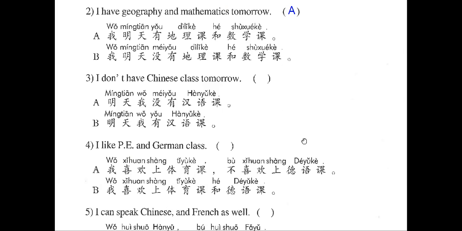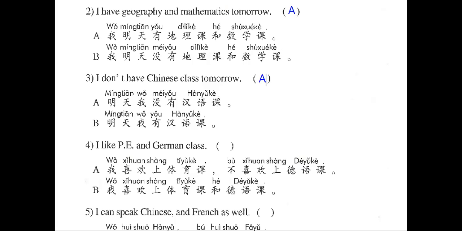Next, I don't have Chinese class tomorrow. And again, we have 2 sentences. 明天我没有汉语课 or 明天我有汉语课. Again, the difference here, méi. So as I am saying here, don't, the correct one in this case should be A, okay? 明天我没有汉语课. Tomorrow I don't have Chinese lessons. So this one, again, A.